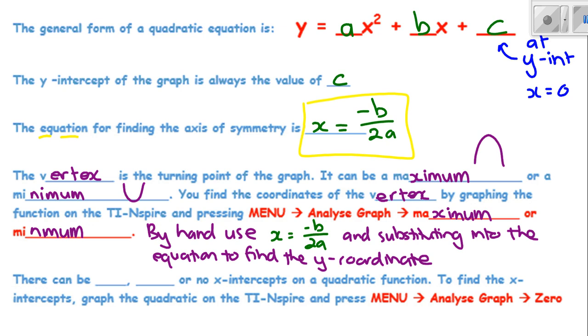To do it on the graph, you would graph the quadratic, because imagine you're told the equation. Press Menu, Analyze Graph, either select maximum or minimum, depending on whether the graph has a maximum or a minimum, and then it will give you the coordinate.